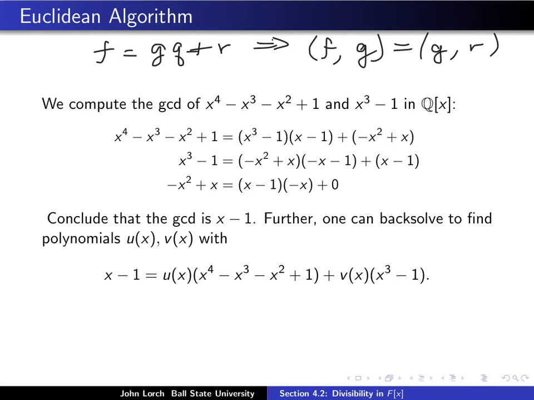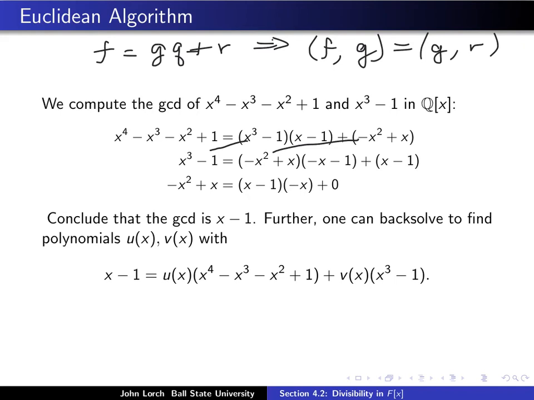So I have my polynomial x to the fourth minus x cubed minus x plus 1, and another polynomial x cubed minus 1. I want to find their greatest common divisor. The first thing I do is I divide x cubed minus 1 into the other polynomial, and I get a quotient x minus 1 and a remainder of minus x squared plus x. Now, once I've made that computation by long division or otherwise, I just simply slide my divisor down here and my remainder over here and do it all over again.